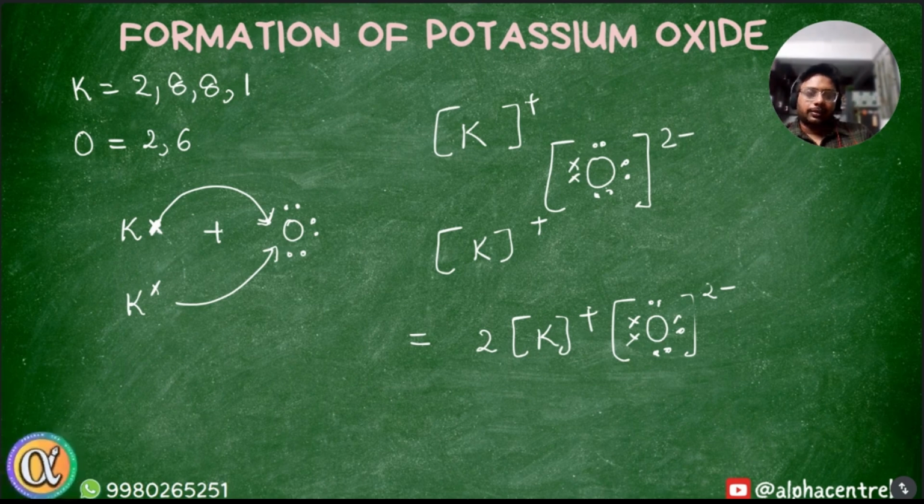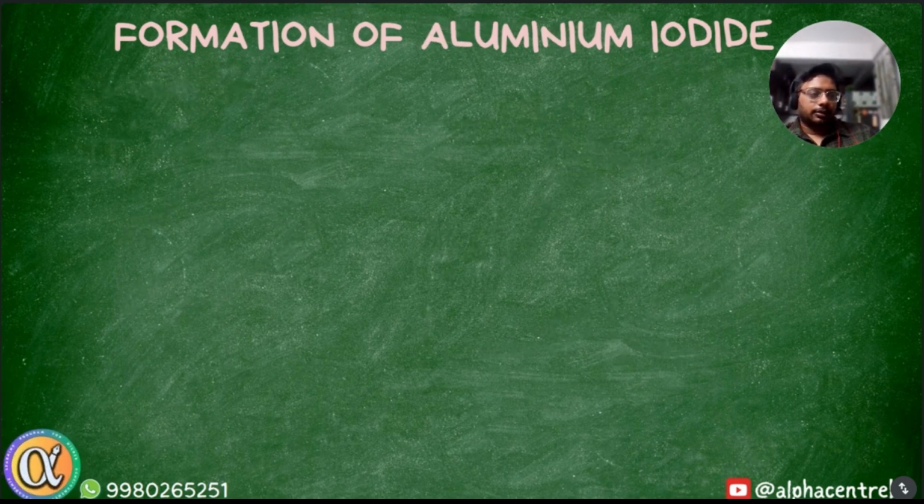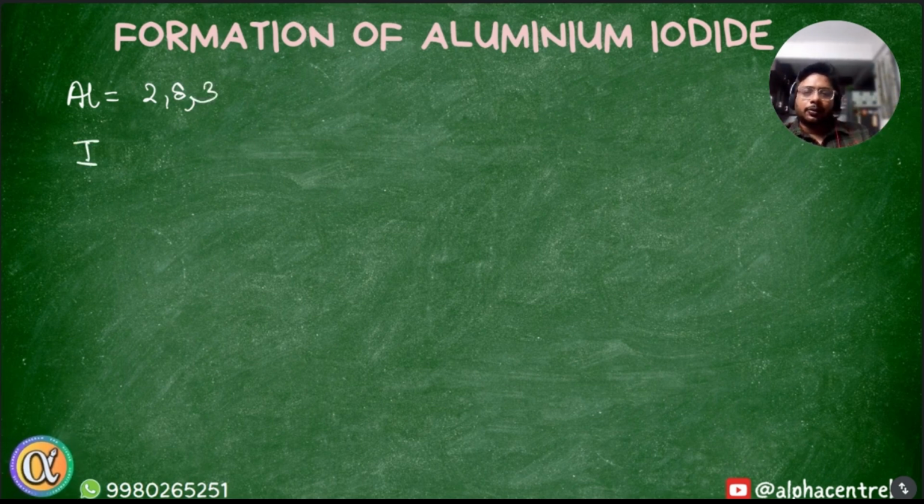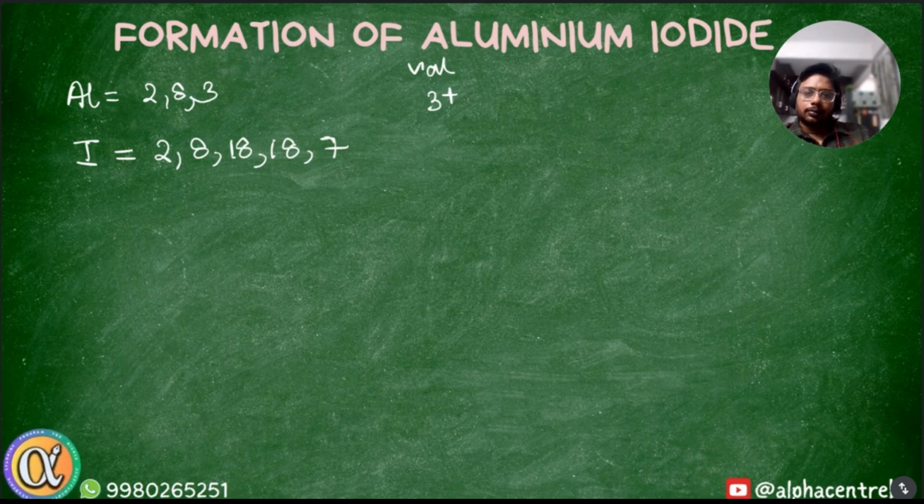Khushi, can you explain the next one? Yes, sir. So the electronic configuration of aluminium is 2, 8, and 3. And iodine is 2, 8, 18, 18, 7. I'll write it for you. So the valency of aluminium will be 3 plus, and the valency for iodine will be 1 minus.